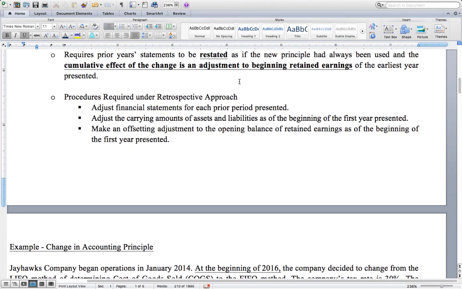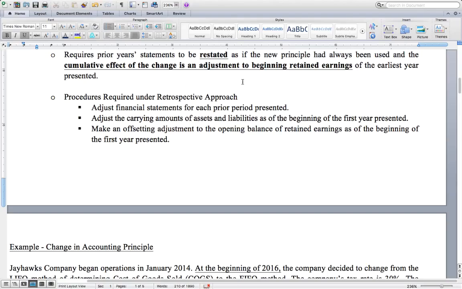Under the retrospective approach, these are the 3 main procedures that are performed. You adjust the financial statements for the prior period presented to reflect this new accounting principle. You adjust the carrying amounts of assets and liabilities as of the beginning of the first year presented on the financial statements. And you will make an offsetting adjustment to the opening balance of retained earnings as of the beginning of the first year presented.